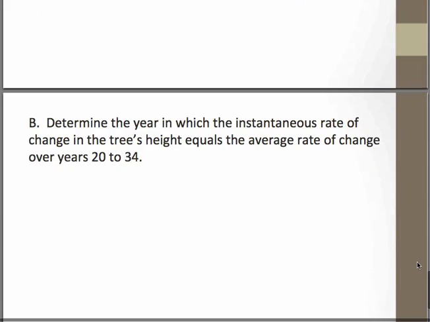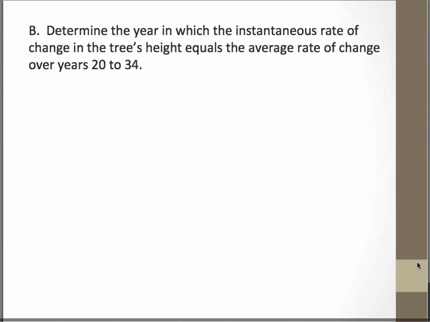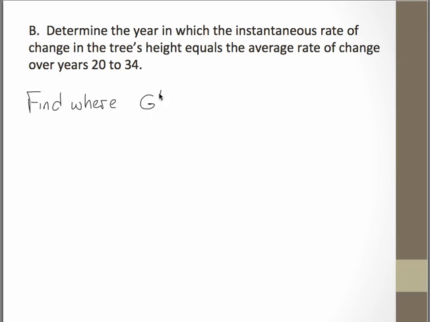So our last question then is going to ask us where in there from 20 to 34 years does the instantaneous rate of change in the tree's height equal the average rate of change? If you think of it, what we're trying to find is the derivative of the function at c is equal to that 1.148. So this is another one where we could use our calculator in a few different ways. We could do it like we did the last one.